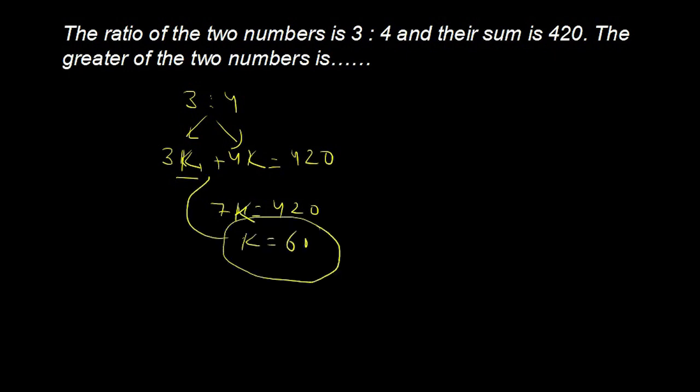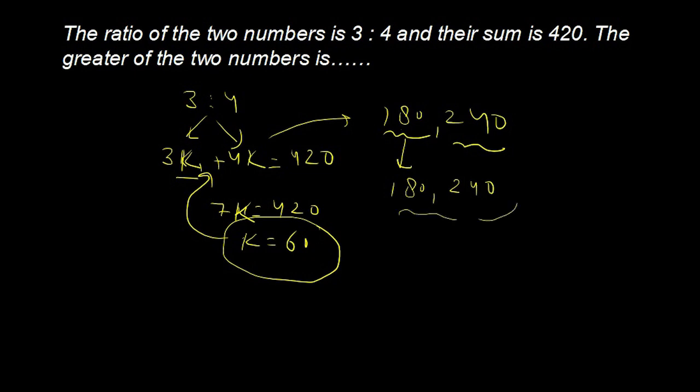So now let's put the value 60. 3 into 60 is 180 and 4 into 60 is 240. So the first quantity is going to be 180 and the second quantity is going to be 240. Okay, so let's come to the next problem.